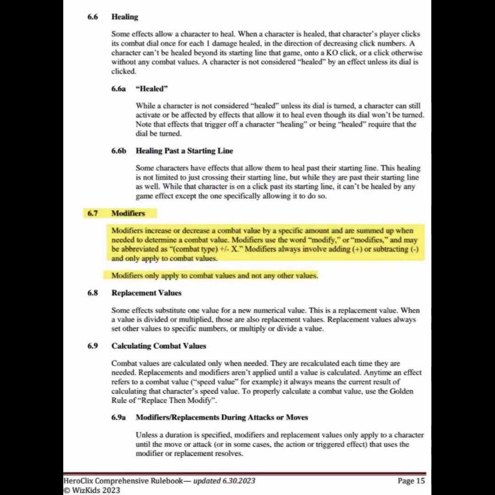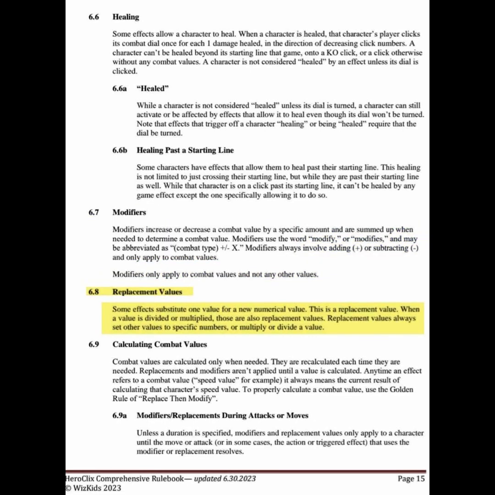6.7 Modifiers. Modifiers increase or decrease a combat value by a specific amount and are summed up when needed to determine a combat value. Modifiers use the word modify or modifies and may be abbreviated as combat type plus or minus. Modifiers always involve adding or subtracting and only apply to combat values. Modifiers only apply to combat values and not any other values.